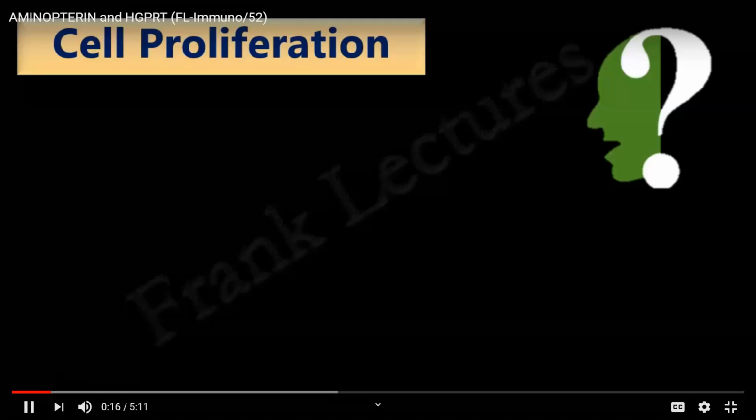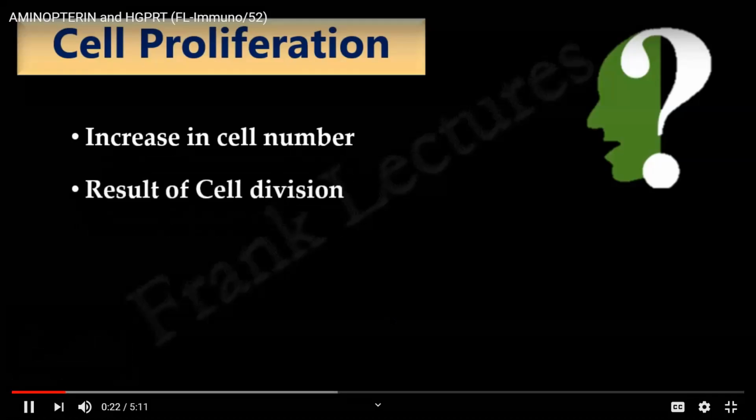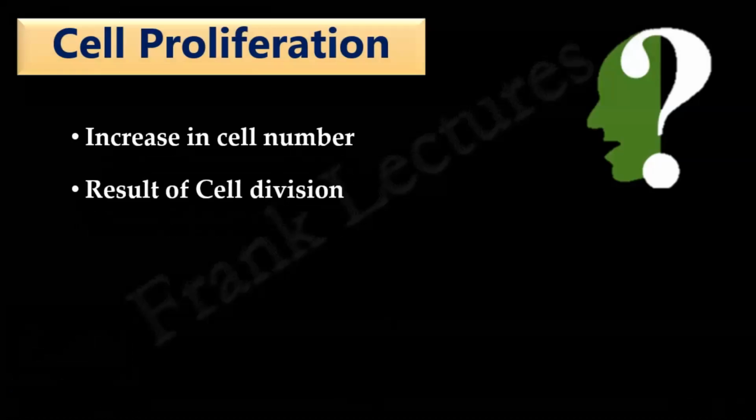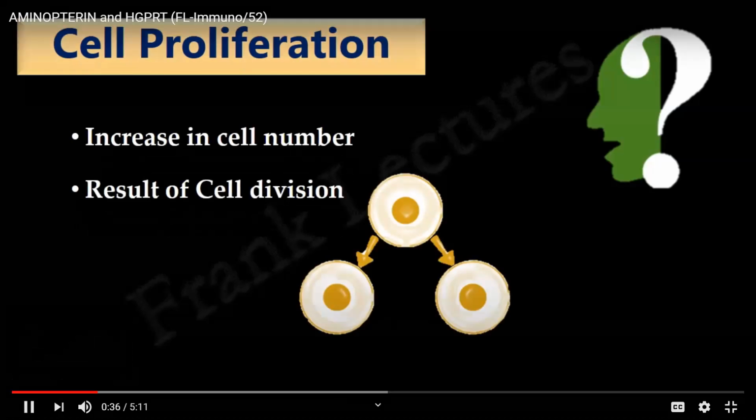This means cell increases in number. And this increase in number is the result of cell division. Let's say this is a cell, it undergoes a single event of cell division. As a result, two cells are formed. The most important event which happens during cell division is DNA replication. Without this, cell proliferation is impossible.